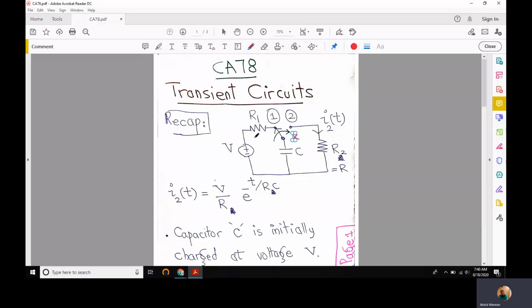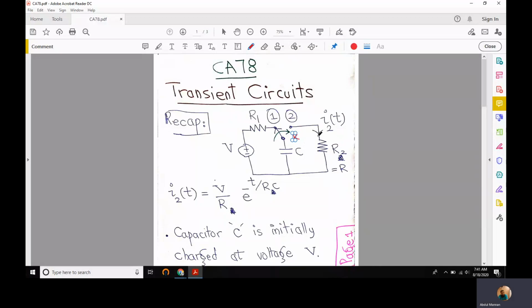When it achieved steady state by being in position 1, this capacitor would have been open circuited and there would be no current in this path, and the whole applied DC voltage V would have appeared across this capacitor. And when the switch was moved to position 2, this charged capacitor worked like a temporary voltage source to cause a current flow through this resistor R2 for some time.